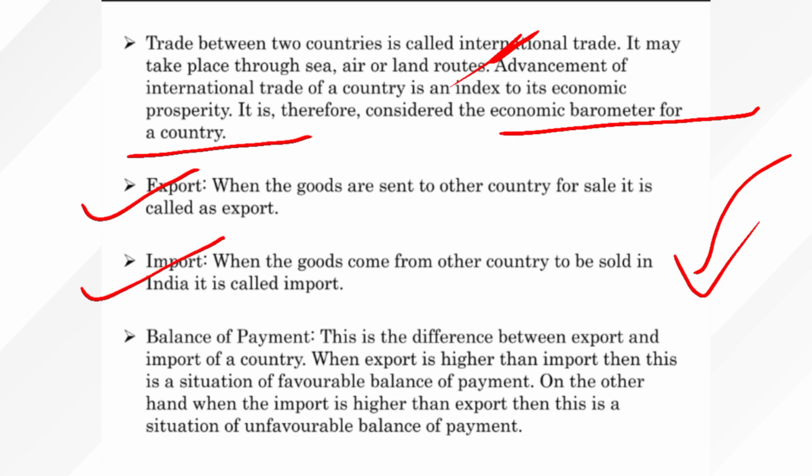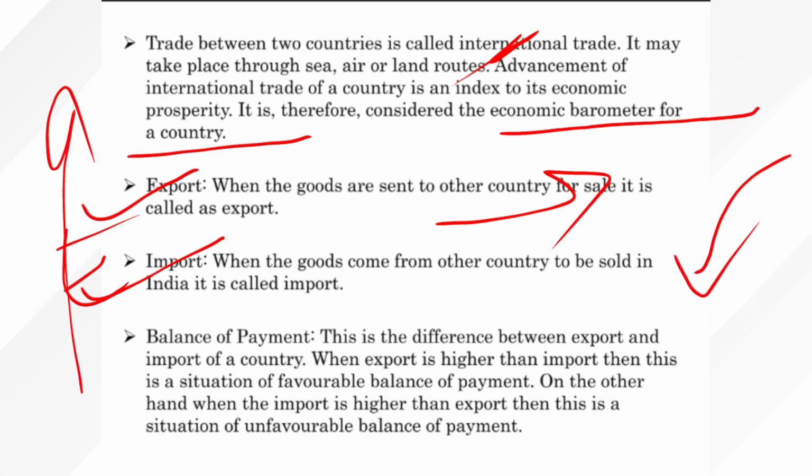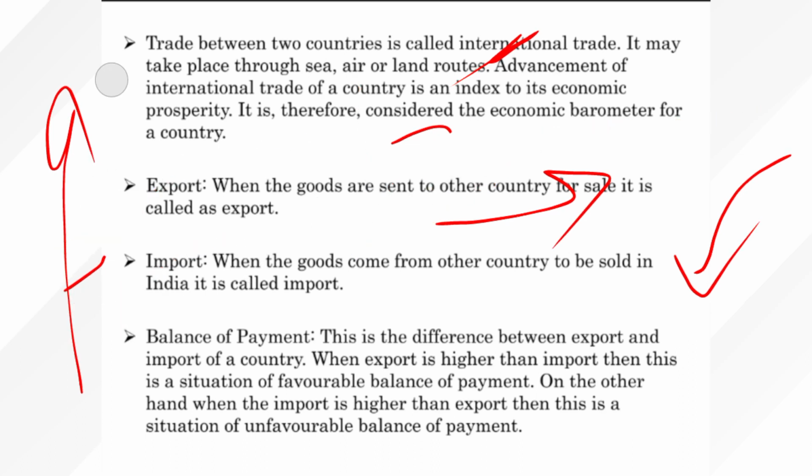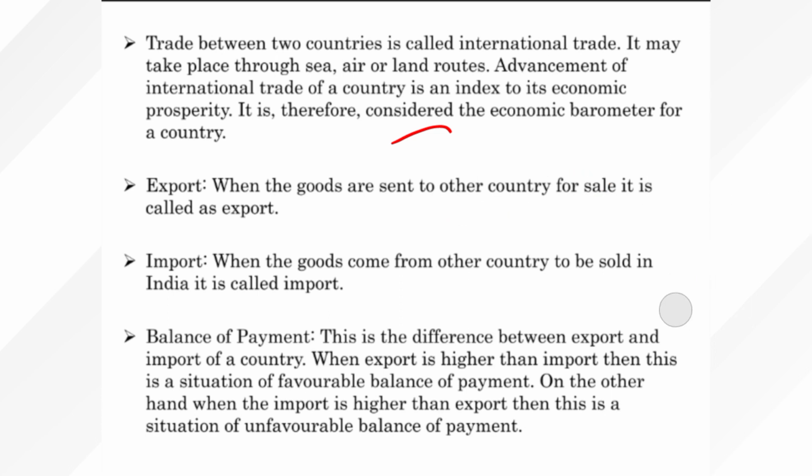When we import more goods, then what is happening? India's currency is going out and goods are coming in. Always the exports should be more and imports should be less. Then we get more foreign exchange. Otherwise, there will be deficit. Income should be more, expenditure should be less. What does the balance of payment say? This is the difference between the export and the import. When the exports are high and imports are low, we get a favorable balance, that is the surplus. And when the imports are more and exports are less, we get unfavorable balance of trade, that is deficit or shortage.